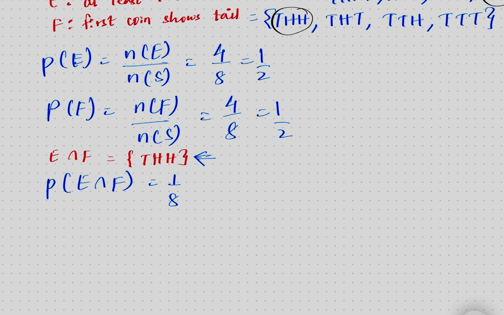Okay, you might be getting confused. Here, the sample point of F which is favorable to event E is THH, right? So the probability of event E is called the conditional probability of E given that F has already occurred.